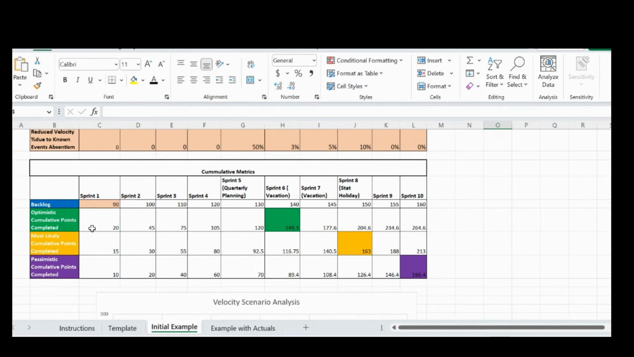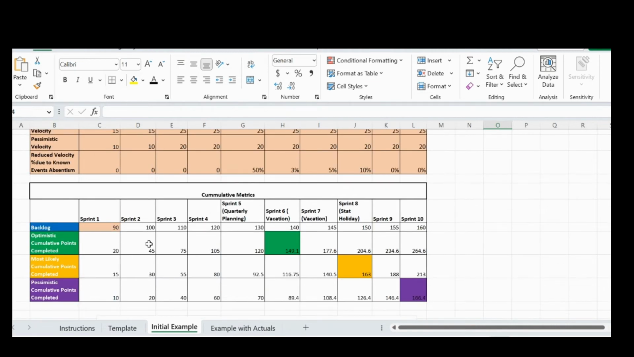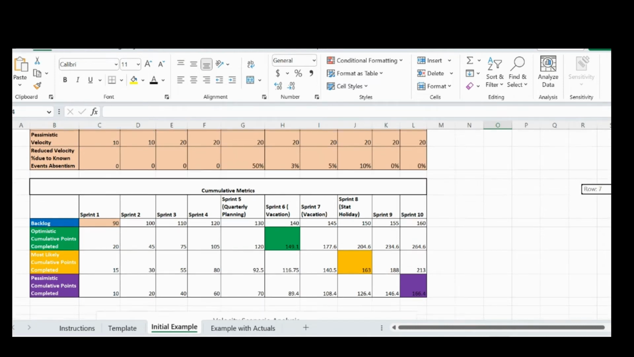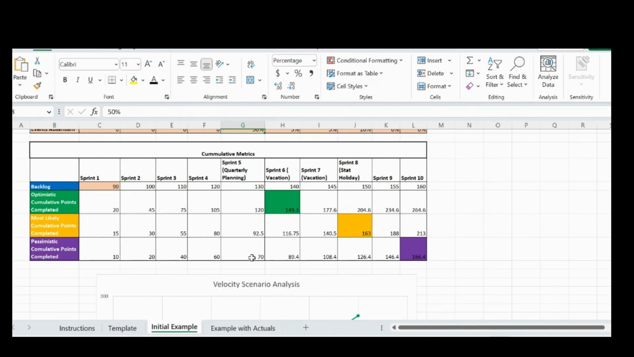The optimistic velocity, so it became cumulative. So here was per sprint basis. So first sprint we finished, we anticipated to finish 20, second 25. So by second sprint we cumulatively finish 45. Same thing here. First sprint we had anticipated 15, second 15, so cumulatively 30. And it continues so on and so forth. And also realize here that this value has been calculated in. So here your cumulative velocity doesn't increase as much because 50% of it is reduced because of known absenteeism.